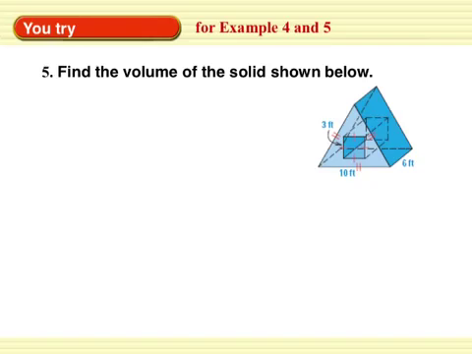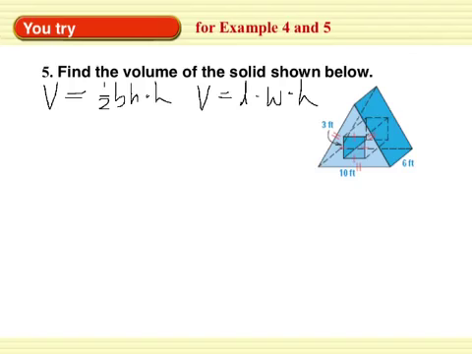Find the volume of the solid shown below. Here, again, we would have to find the volume of the triangular prism and subtract the volume of the square prism, which would be base length times width times height. Okay, go ahead and try it, see what you come up with. This triangle is an equilateral triangle, which you guys know how to find the area of. We did it last chapter, so go ahead and try on your own.